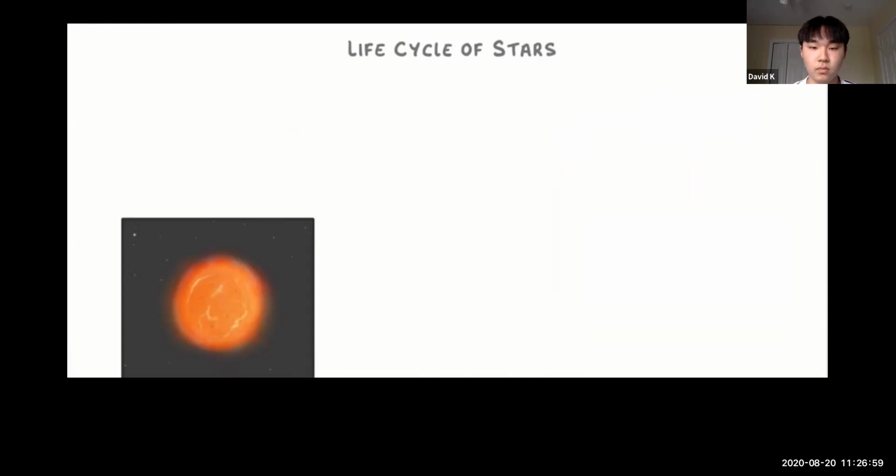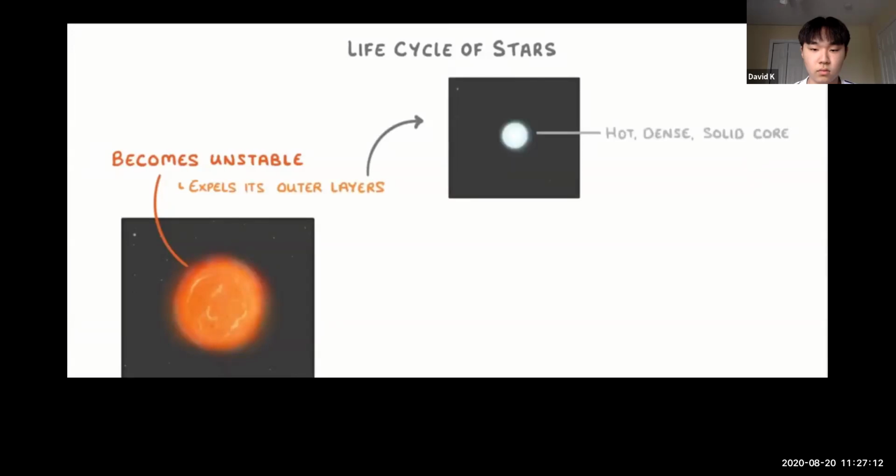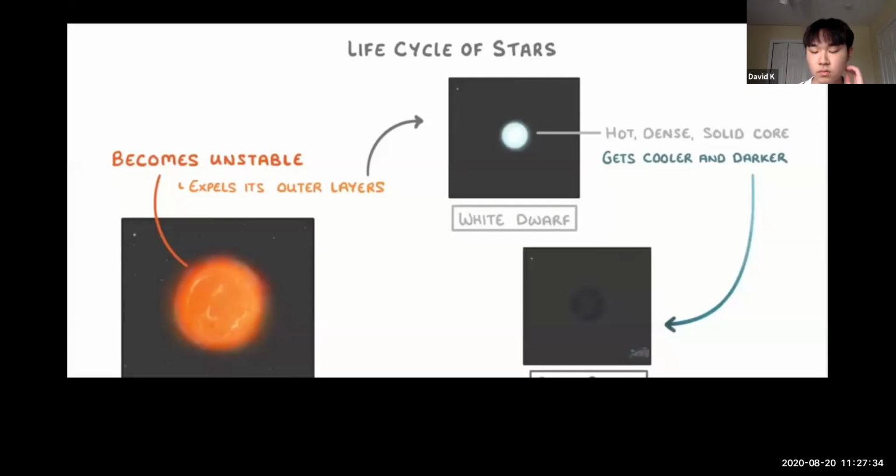After a relatively short time, the red giant becomes unstable and expels its outer layers of dust and gas. This leaves behind a hot, dense, solid core, which doesn't do any nuclear fusion. We call this a white dwarf because it gives off lots of light, so it appears white, and is relatively small. Over time, the white dwarf gets cooler and darker, until finally it transitions to a black dwarf, because it no longer has enough energy to emit light, and so appears dark.